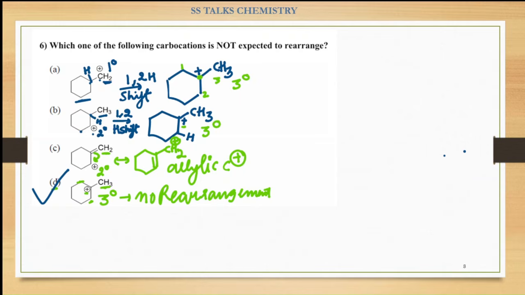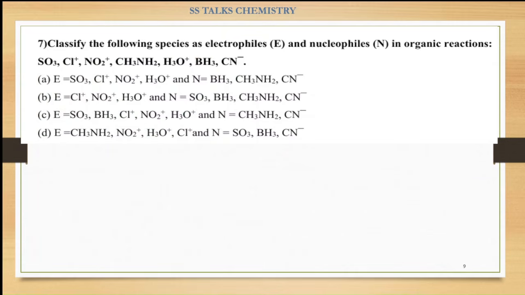Now let us move on to the next question that we have, this one. The next question is saying: classify the following species as electrophiles or nucleophiles in the organic reaction. So various molecules have been given to us. We have to see which ones are the electrophiles and the nucleophiles. So before that, what is meant by an electrophile and what is meant by a nucleophile? Let us focus upon that.